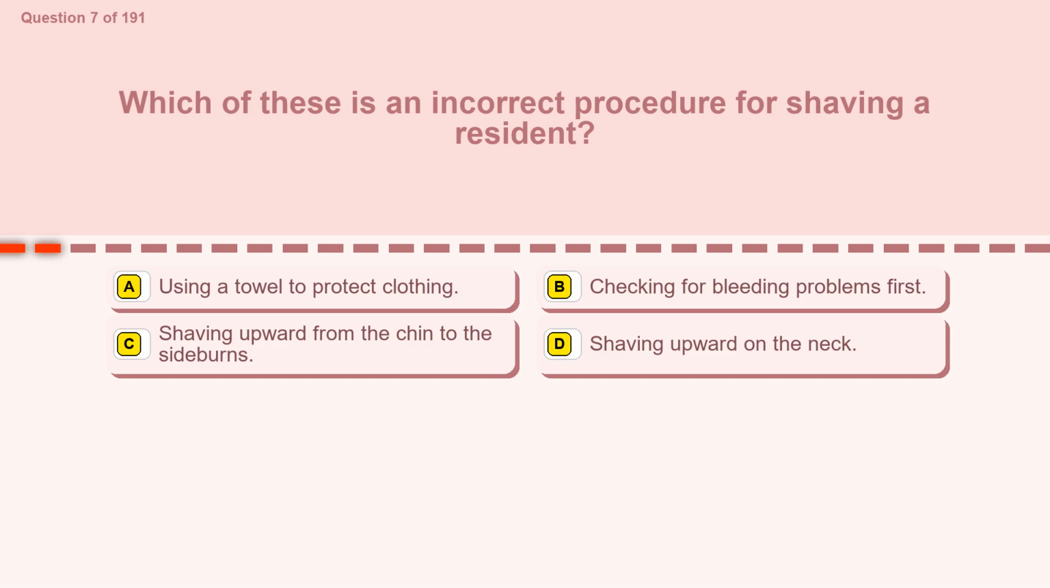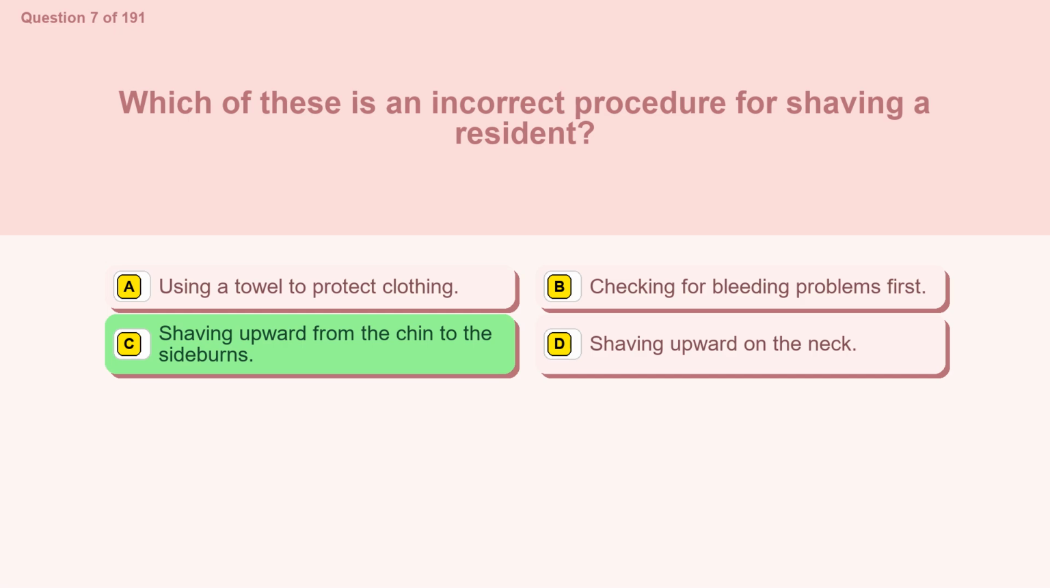Question 7. Which of these is an incorrect procedure for shaving a resident? Option A. Using a towel to protect clothing. Option B. Checking for bleeding problems first. Option C. Shaving upward from the chin to the sideburns. Option D. Shaving upward on the neck.